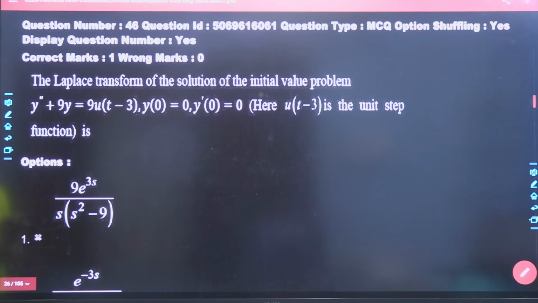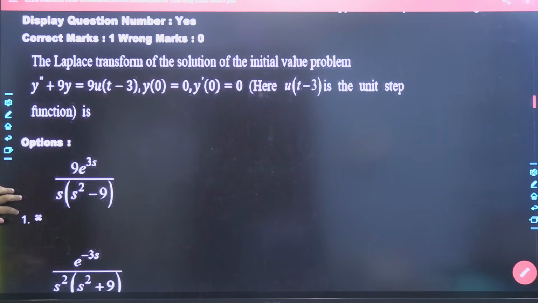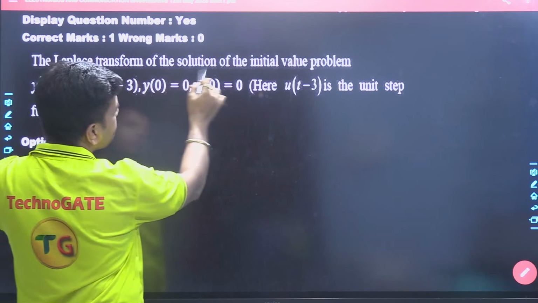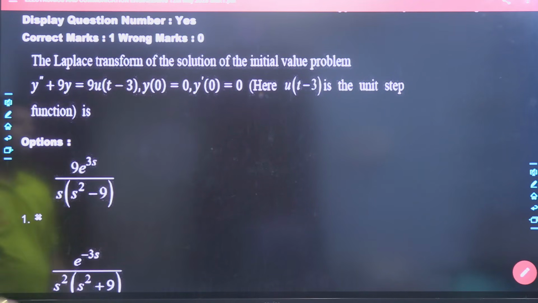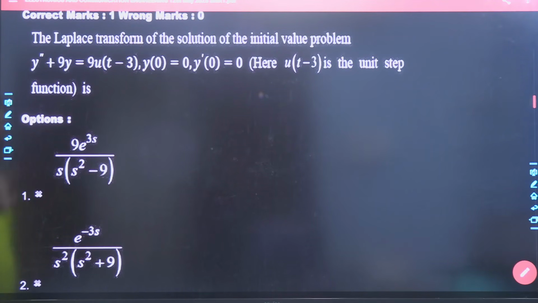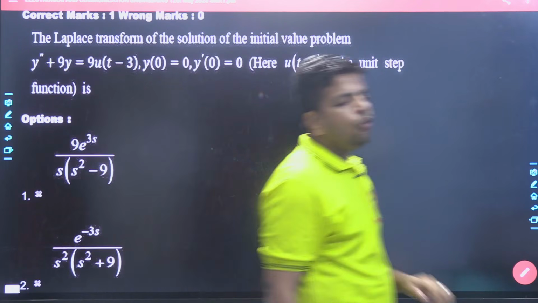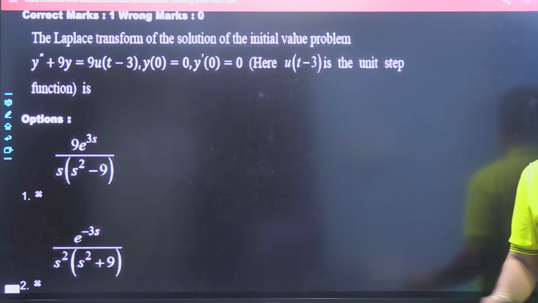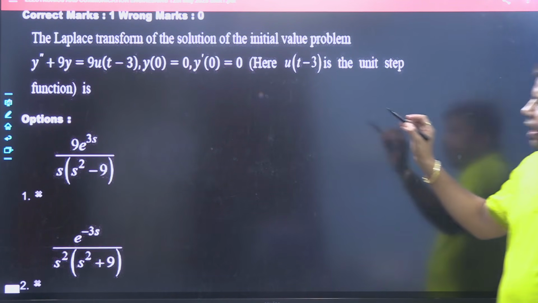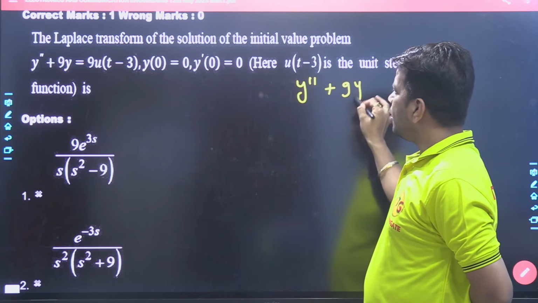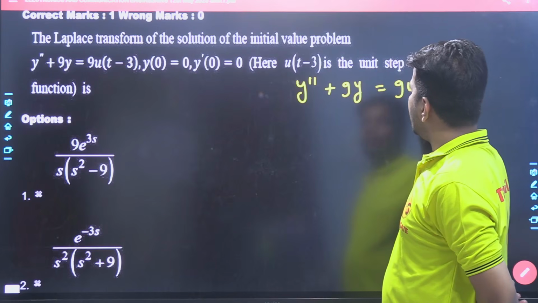Let's see question number 46. Now there is a Laplace transformation of the solution. The Laplace transformation of the solution of the initial value problem, where u(t minus 3) is a unit step function. So we need to solve this equation and find the Laplace transformation of that particular equation. Let's take the equation: y double dash plus 9y is equal to 9u(t minus 3).